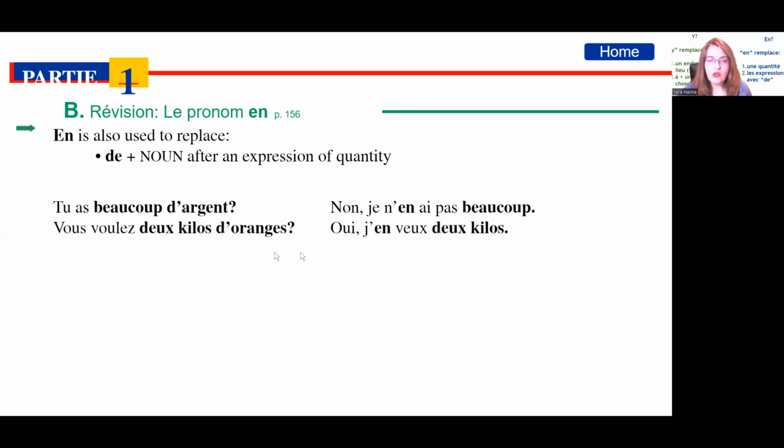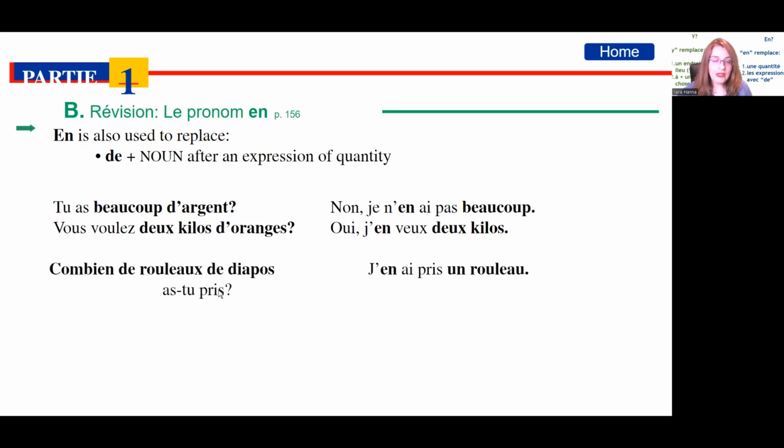Vous voulez 2 kilos d'orange? Do you want 2 kilos of oranges? So here we have an expression of quantity, which is 2 kilos. So we replace only d'orange with en. We place it before the verb, and we keep the expression of quantity at the end. Oui, j'en veux 2 kilos. Yes, I want 2 kilos of it. Combien de rouleaux de diapos as-tu pris? J'en ai pris un rouleau. Because rouleau is an expression of quantity, we keep it at the end and we replace de diapos, which is the roll of negatives for the camera. So we replace de diapos with en.